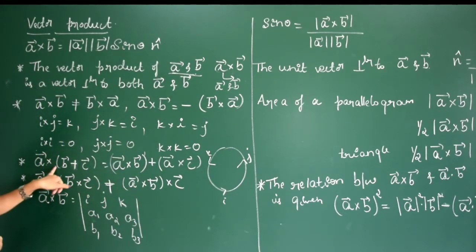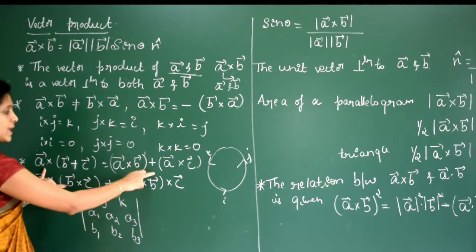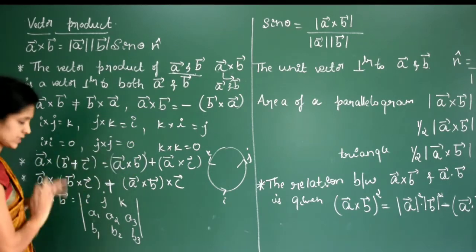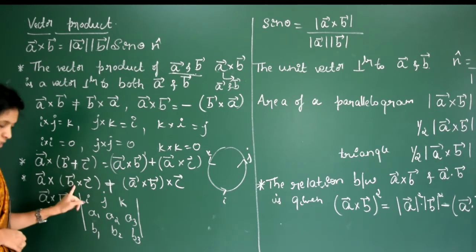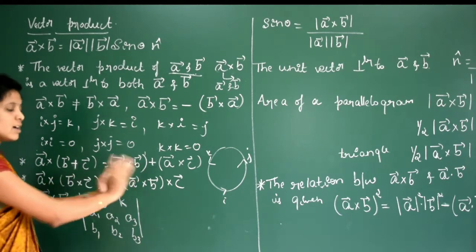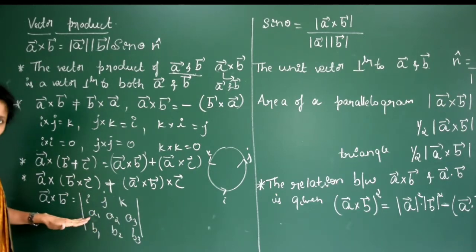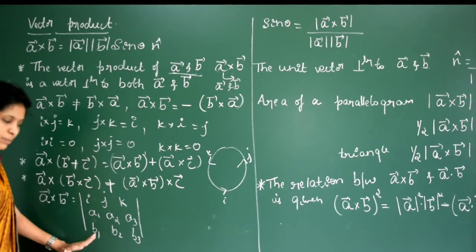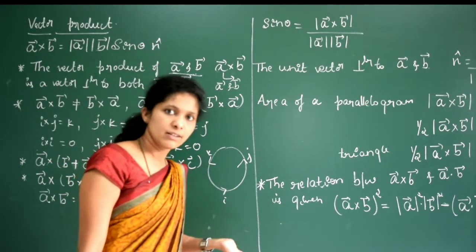See, A vector cross (B vector plus C vector) follows the distributive law: A vector cross B vector plus A vector cross C vector. But the associative law does not hold. A vector cross B vector cross C vector is not equal to A vector cross B vector cross C vector with the brackets placed differently. To find this, you know I, J, K and components A1, A2, A3, then B1, B2, B3. The vector cross product will give you another vector.